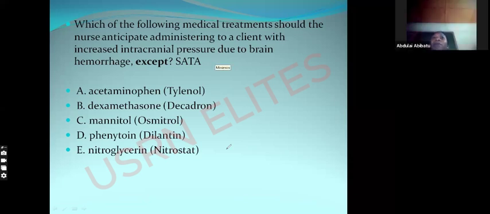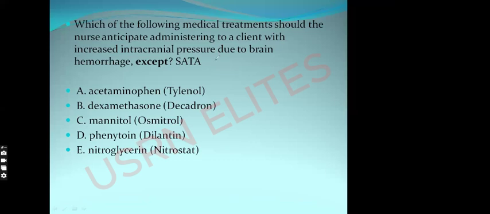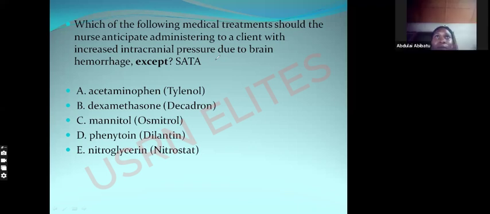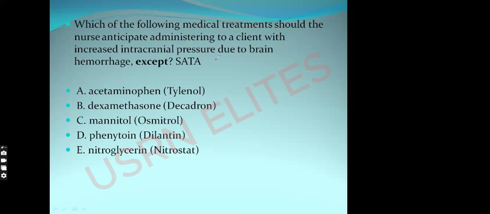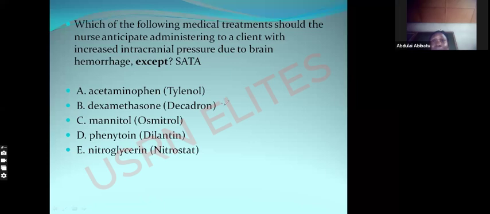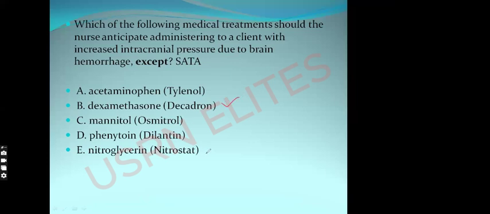Yeah, please, I'll pick B, which is dexamethasone. Okay, so we all agree that there are things that you shouldn't give, right? I'll pick B and E. B and E, dexamethasone and nitroglycerin. So except this one and this one.